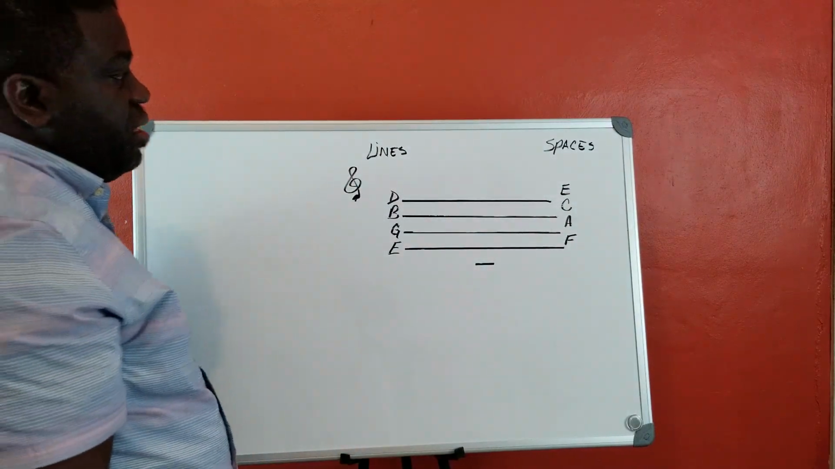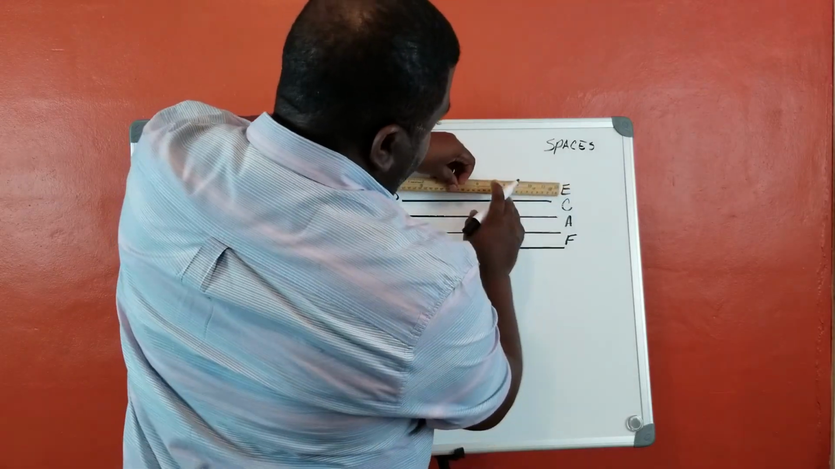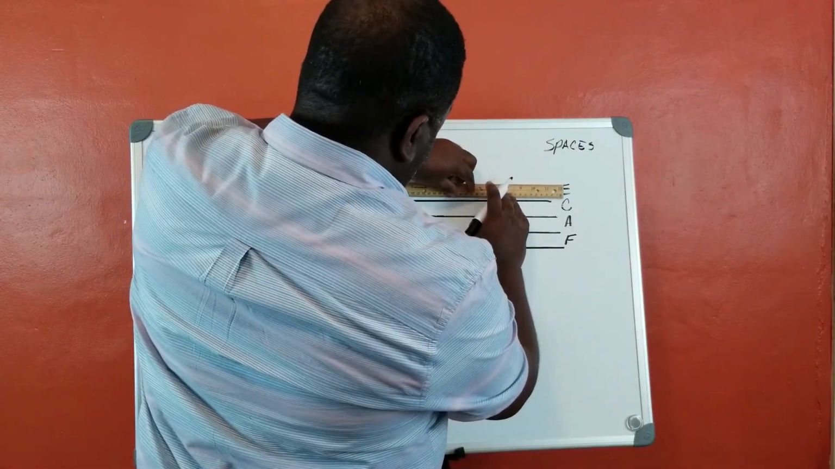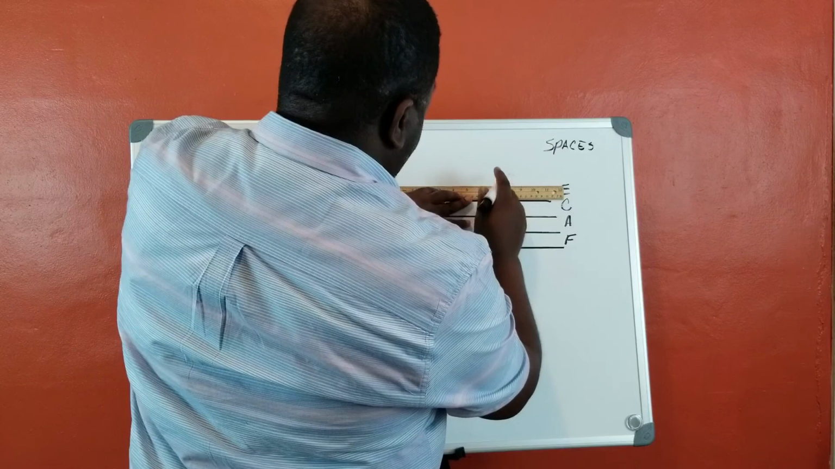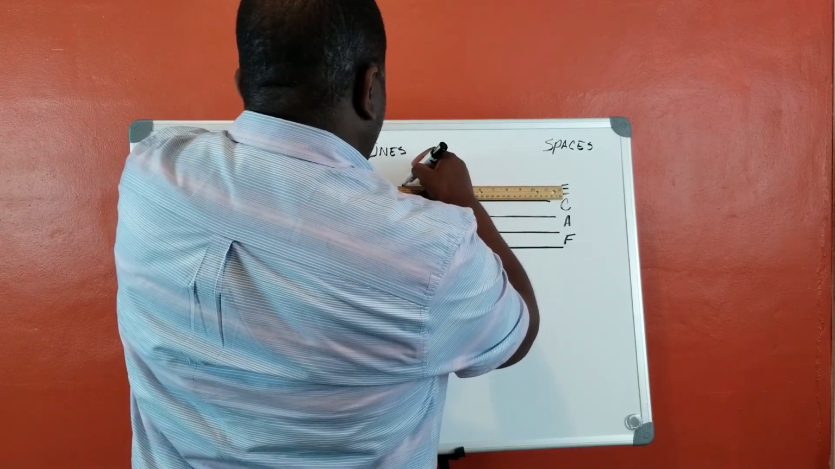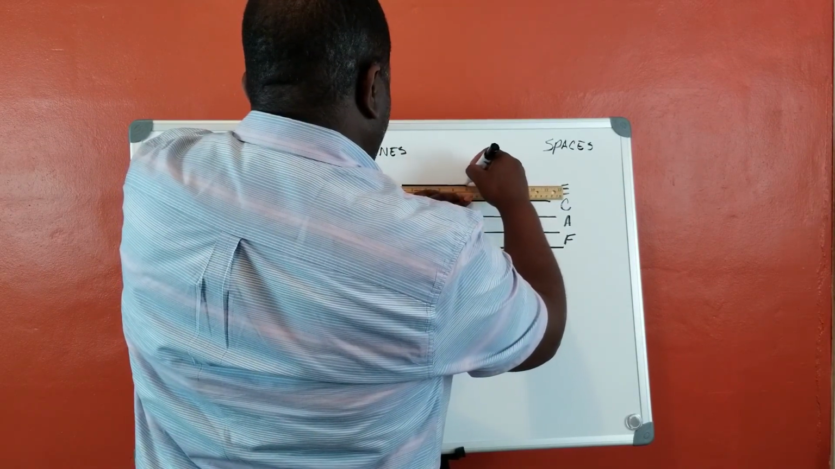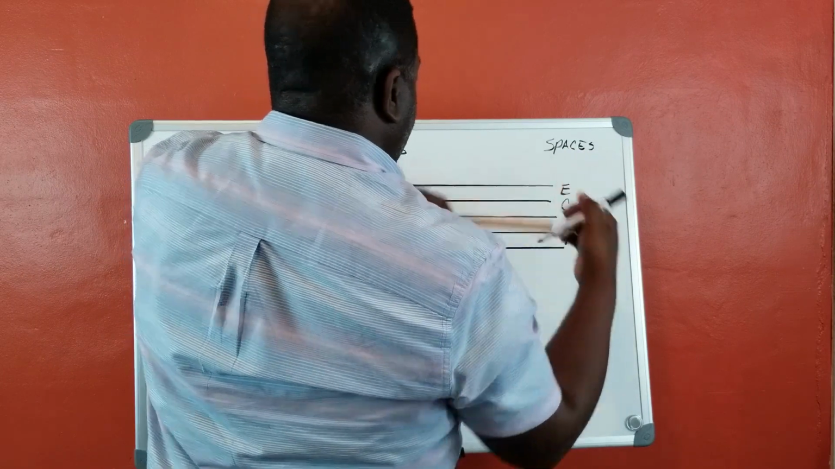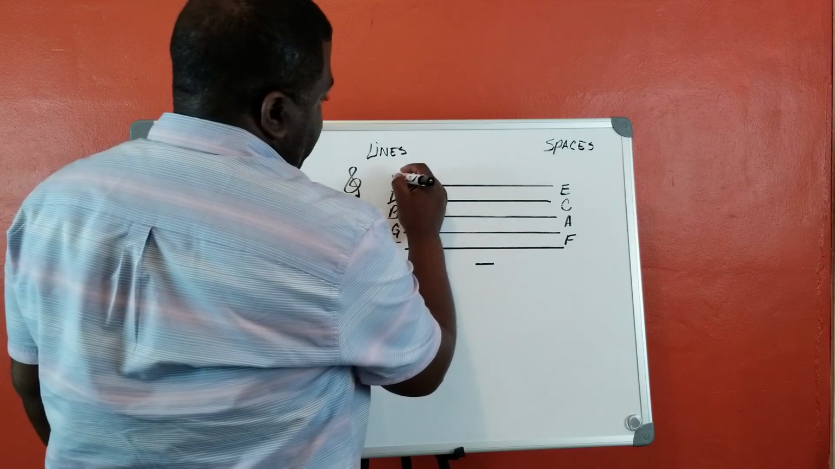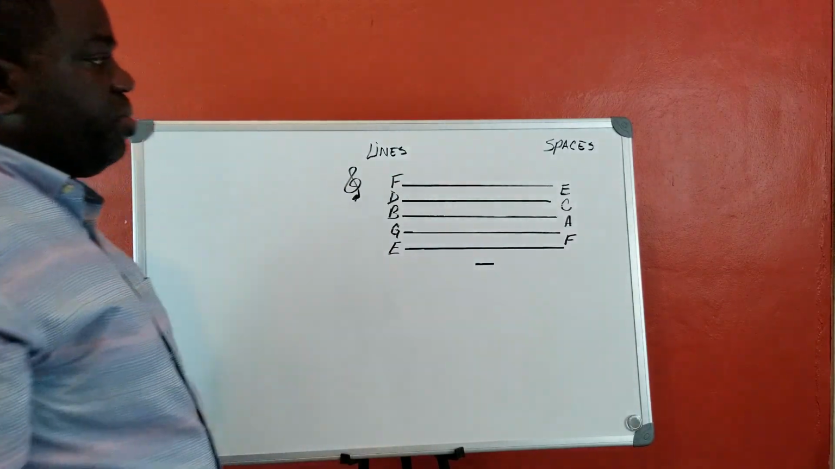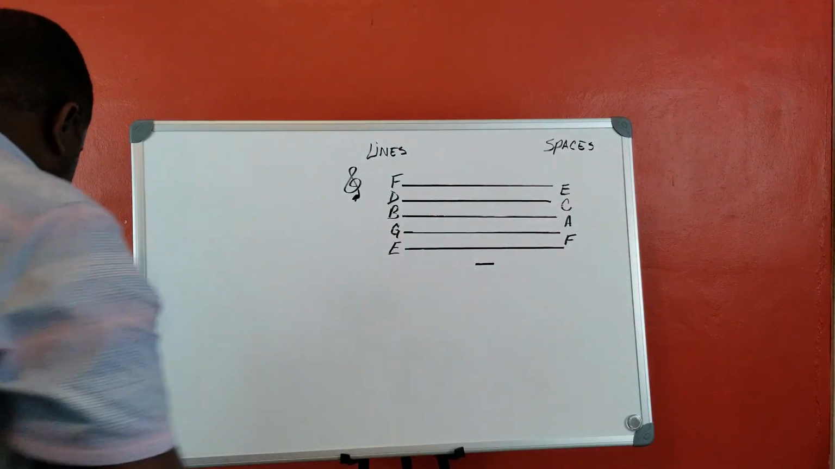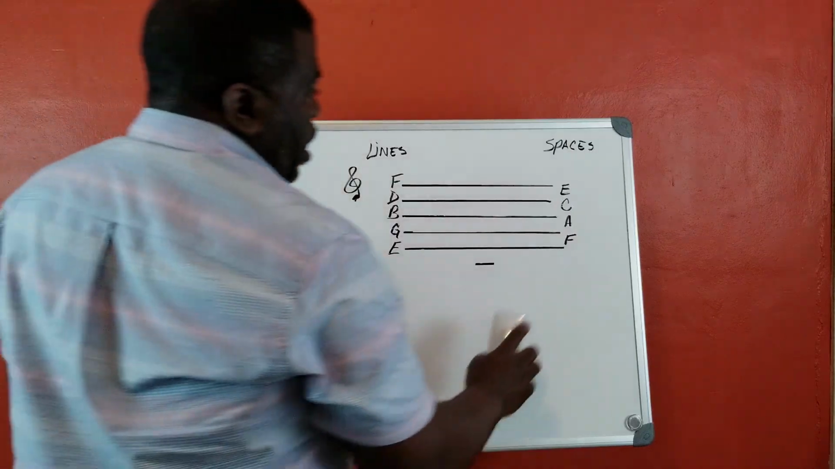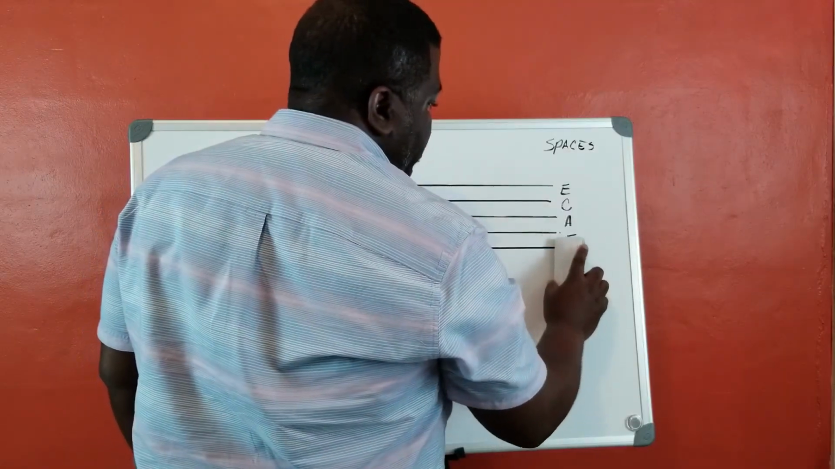And then finally, the final line we have, which is above here, would be F. So you see there, this is how the musical staff is set up.